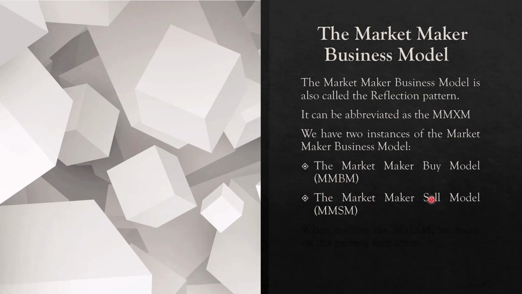And the market maker sell model, which is abbreviated as the MMSM, we'll be focusing on the sell side of the curve. We'll be looking for bearish scenarios and sells, working with one side of the curve, with anticipation that the original consolidation, which is the point of liquidity below the marketplace, will be cleared. Now, when trading the MMXM, either the buy model or the sell model, we focus on the pattern formation, how the pattern looks. And we're going to see how the pattern looks.